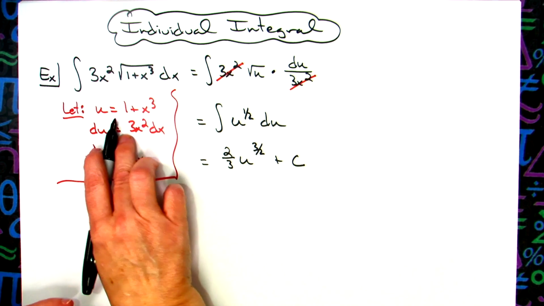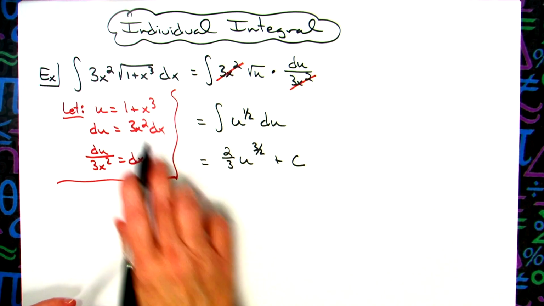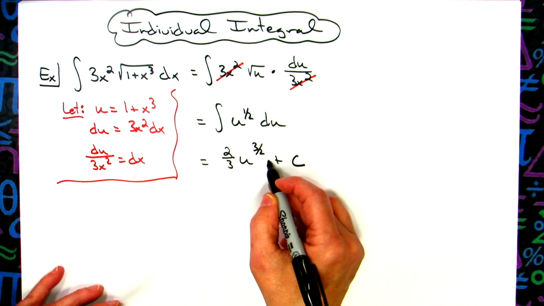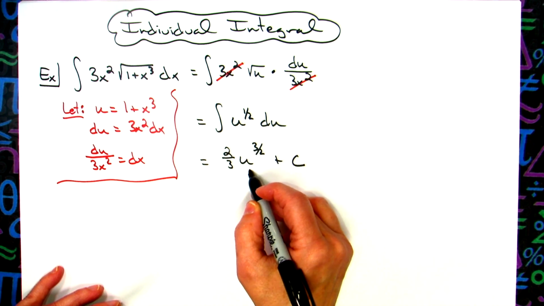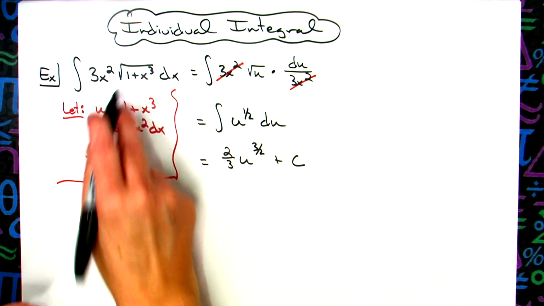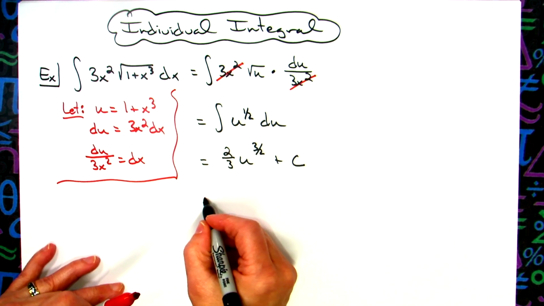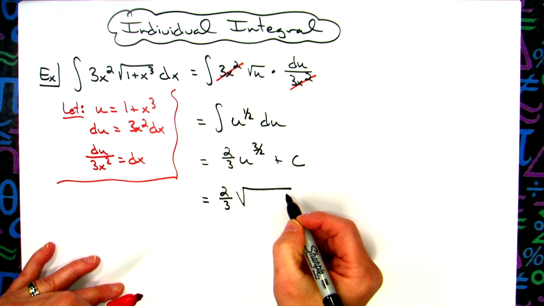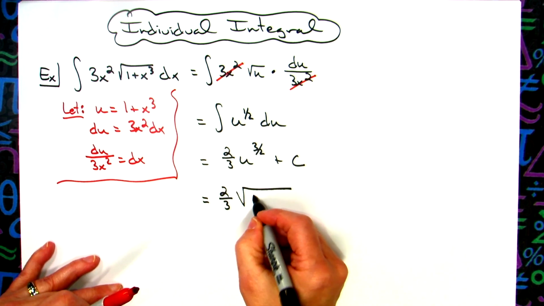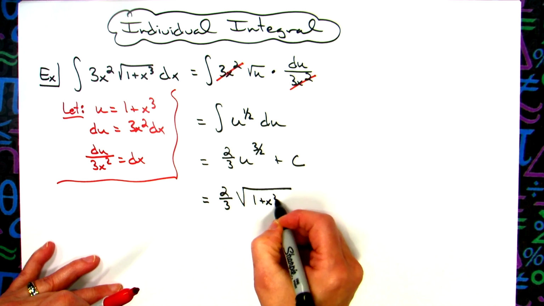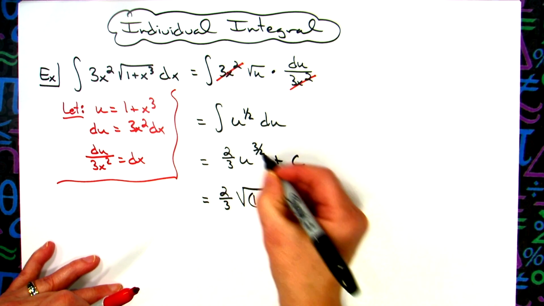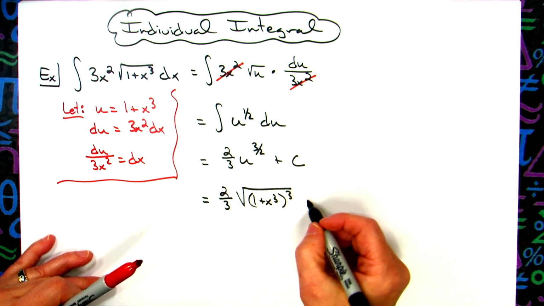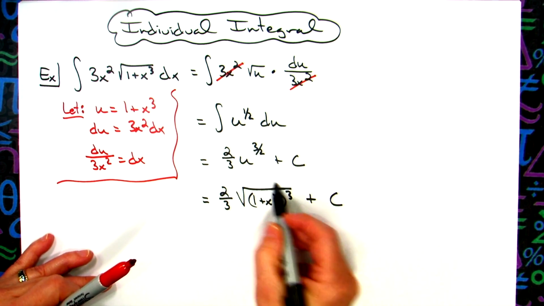At this point, we can replace u with what it equals, and then in the same step, I'm going to take this and put it back in radical form. So square root of whatever our u is to the third power, since our original problem was in that radical form. So I'm going to have the 2/3 out in front. I'll have a square root replacing u with a 1 plus x to the third, and then that would be to the third power for that exponent there, and then plus c.